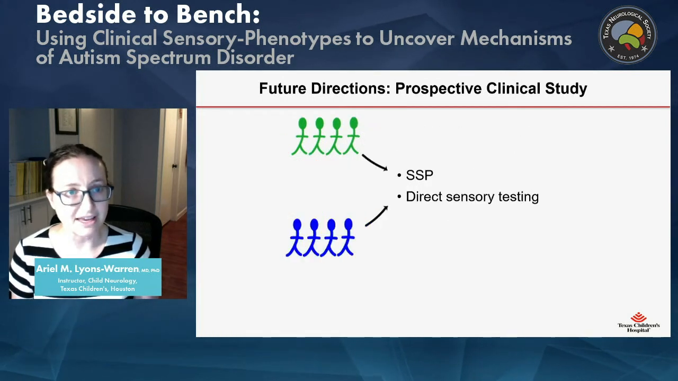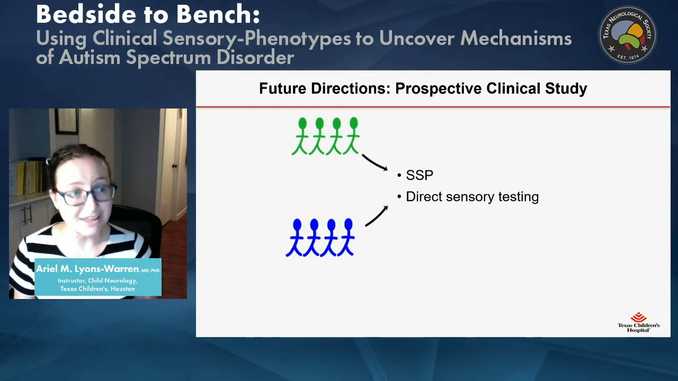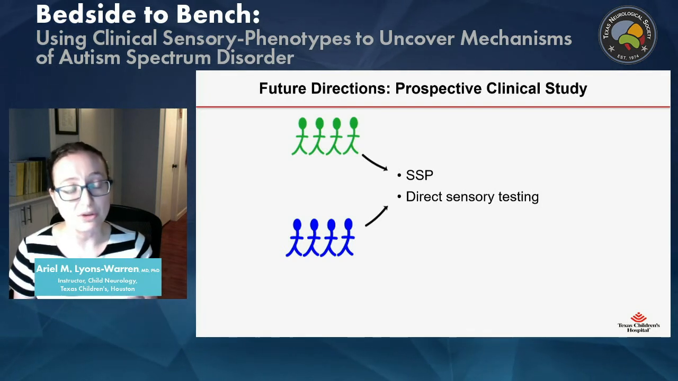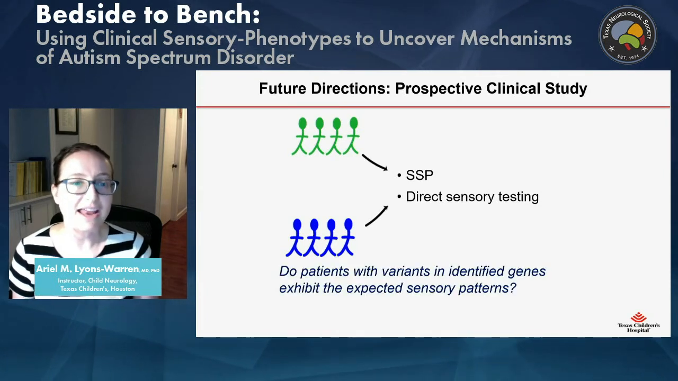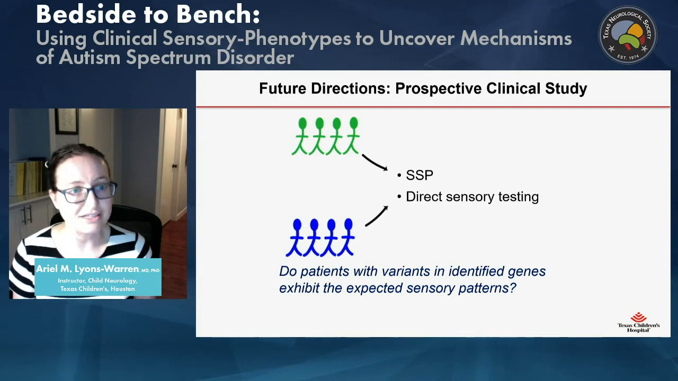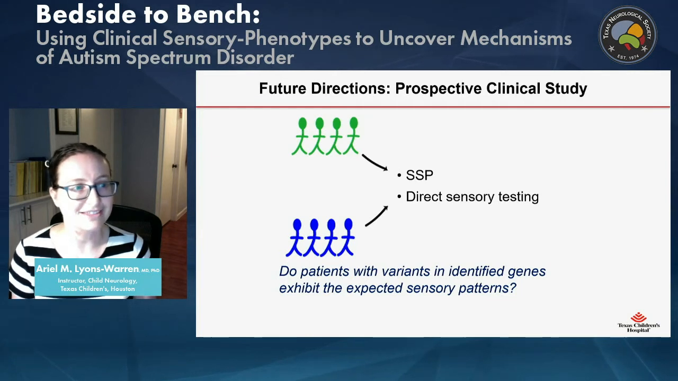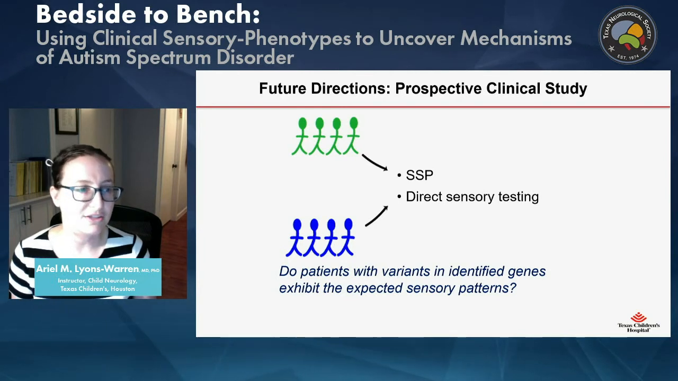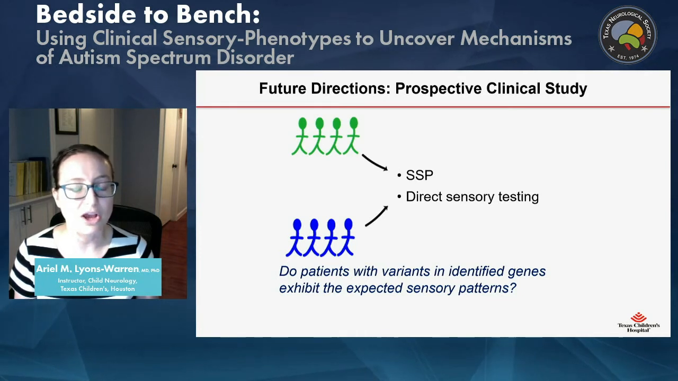And then secondly, we want to go the other way. Take groups of children with specific monogenic neurodevelopmental disorders where we can identify a specific, less heterogeneous pattern, and then do direct sensory testing to confirm that. And ask, do these patients with variants in identified genes exhibit the expected sensory patterns? And I'm super excited. We're already doing a lot of this. The study I just shared with you that we did with Dr. Holder and Phelan McDermott and SYNGAP1. We also have ongoing work looking at children with cerebral palsy in a collaboration with WashU. And then we also have just started looking at MECP2 duplication syndrome.